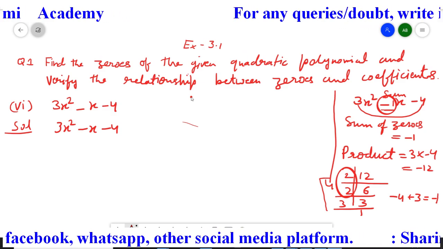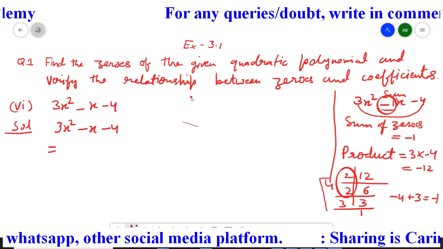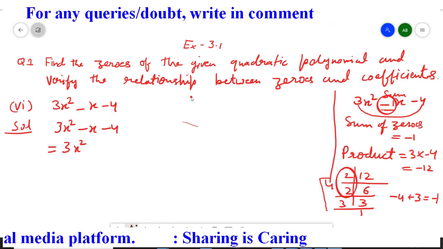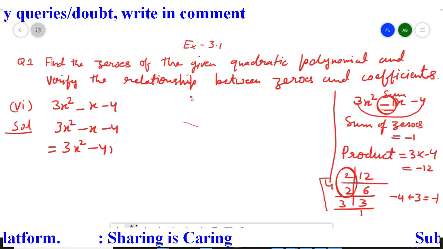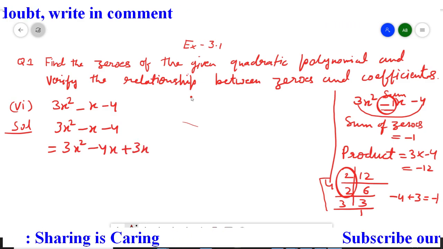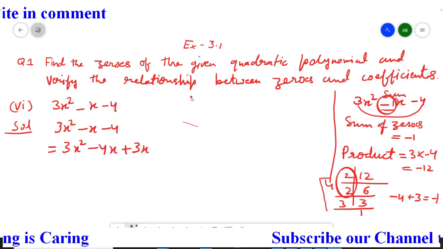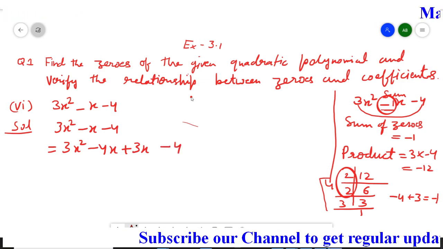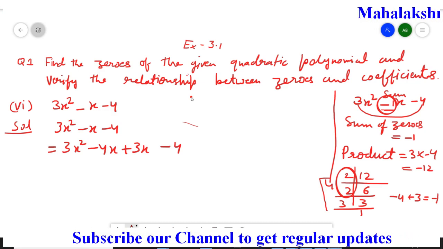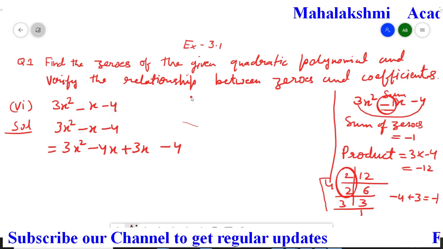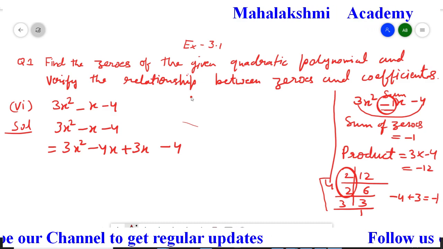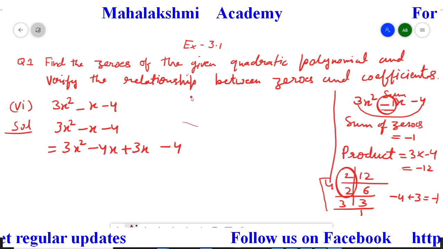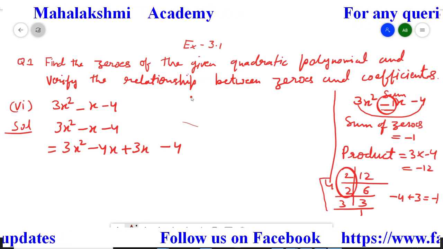Now here we have to start the process. Here we only selected the factors. So we write 3x square as it is, and instead of minus x we write minus 4x, then plus 3x, because I selected minus 4 and plus 3, and this minus 4 as it is. So what we have done here: 3x square as it is and minus 4 as it is. Minus x we wrote in this form; students, if you solve it orally, you will get minus x again. So we wrote minus x in some other way, but the main polynomial remains the same.